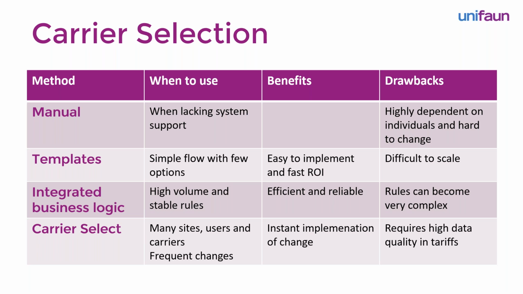Carrier Select is really suitable when you have many sites, many users, and many carriers, and you want to do frequent changes. Maybe not to the whole setup, but to parts of it, being able to fine-tune more or less constantly. And this is possible because any change you make is instant. The whole selection process is operationally driven by the actual tariffs, which means that at the same time you upload a new tariff, you will also change the behavior of your people across your supply chain. So there's no additional steps to do. If you upload a tariff at 10 o'clock, the change will be from 10 o'clock.